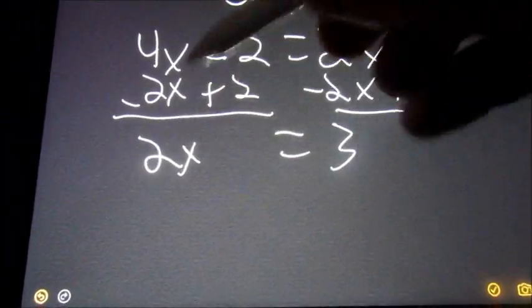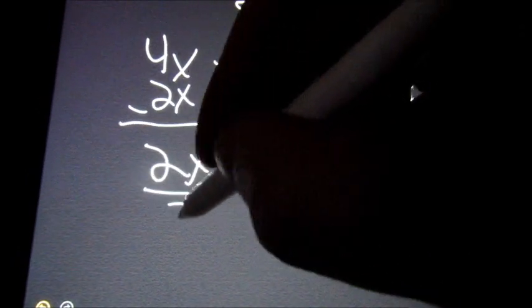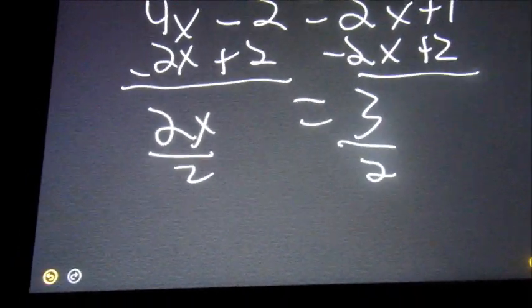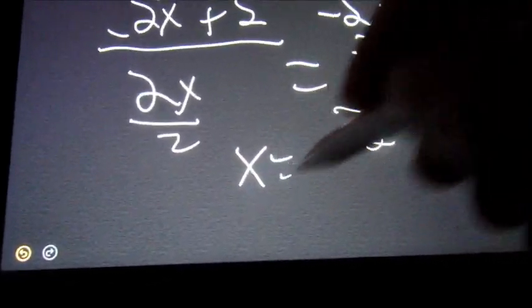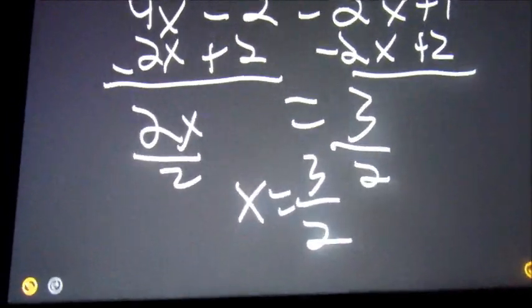Now I have 2 times x, so the opposite of that is dividing. So I'm going to divide both sides by 2. 2 divided by 2 is 1, so we're just left with x equals 3 over 2.